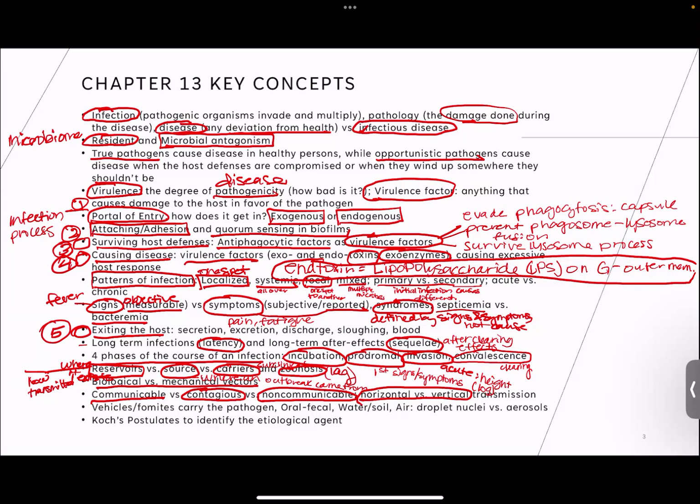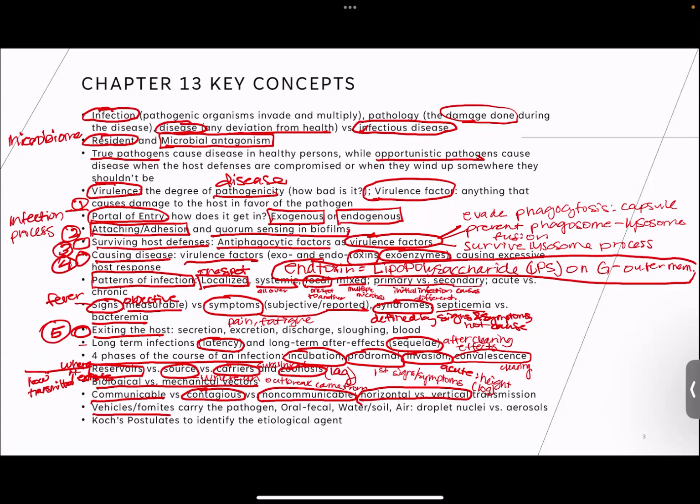So if you are in your mother's womb and, when you're being born, are exposed to your mom's herpes outbreak, and you get herpes because of that, that would be vertical transmission. However, if you are later on in life and you have a sexual partner, and then you transmit your herpes to your sexual partner, that's horizontal transmission. Okay.